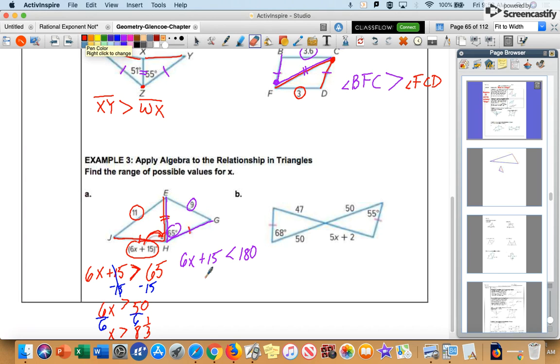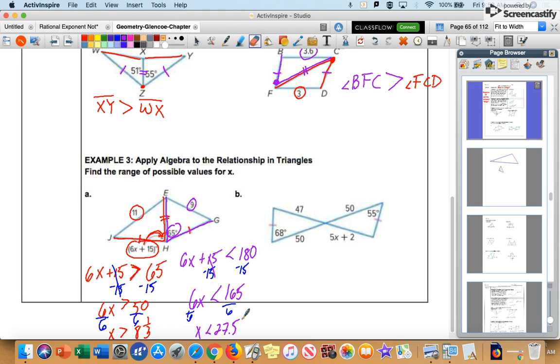So we're going to solve that here, and use blue again here. I'm going to subtract 15 from both sides of that particular inequality. That leaves us with 6x is less than 165. And then dividing by 6, we get x is less than 27.5.